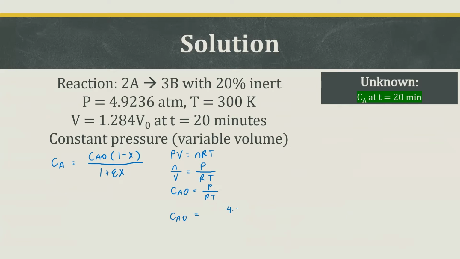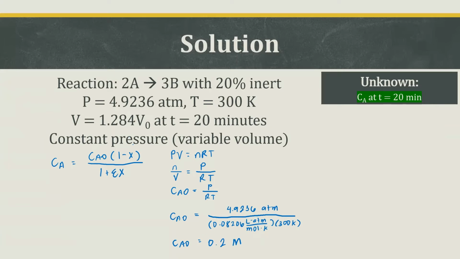Okay, so 4.9236 atmospheres all over the gas constant, that's 0.08206, and then our temperature is at 300 Kelvin. Solving for CaO, you should get 0.2 moles per liter, or 0.2 molar. So we're done with CaO.